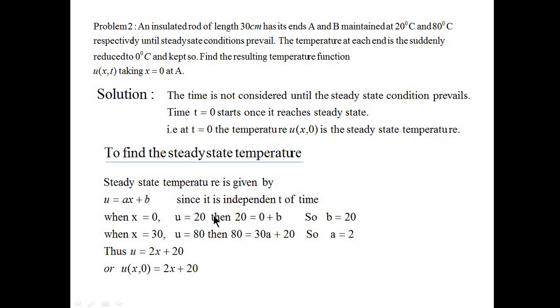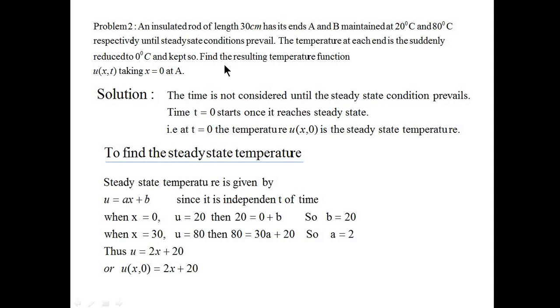After substituting in this equation, you will find out the value of b, which is 20. And when x equal to 30, u is equal to 80, which is given in the question. Boundary conditions are given. After substituting, you will get a as 2. You can substitute a and b in our equation u is equal to ax plus b. Once you obtain this steady state temperature, which is nothing but the initial condition, then t is equal to 0. You get u of x, 0, which is nothing but the initial condition.